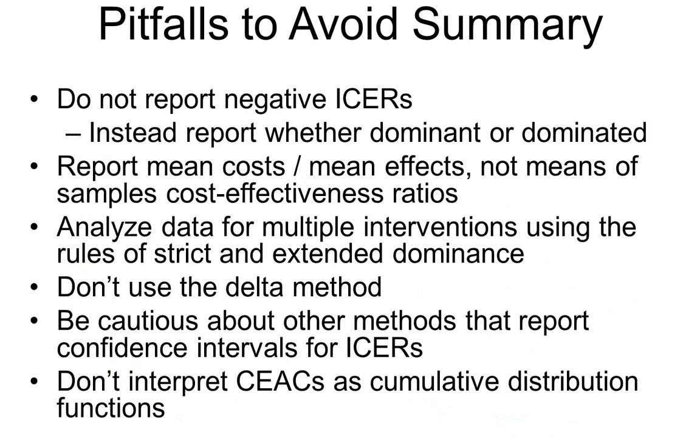You'll see people talk about the delta method, but really the delta method shouldn't be used to calculate uncertainty around cost effectiveness ratios anymore. Be cautious about other methods to report confidence intervals for ICERs, particularly if you have bootstrap samples that go into multiple quadrants. Graphical methods like cost effectiveness acceptability curves are often preferable over numeric methods. And don't interpret cost effectiveness acceptability curves as cumulative distribution functions. They are something more complicated than that.